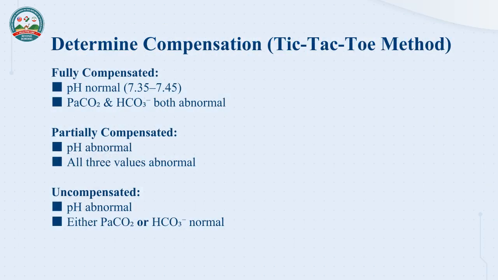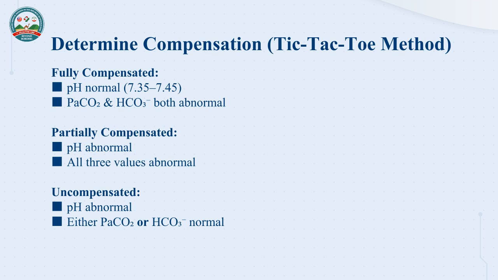We check if the body is compensating. Fully compensated. The pH is within the normal range, 7.35 to 7.45, but both PaCO₂ and HCO3 are abnormal. This means the body has balanced things out. Partially compensated. The pH is still abnormal, and all three values are off. The body is trying to fix it, but hasn't succeeded yet.